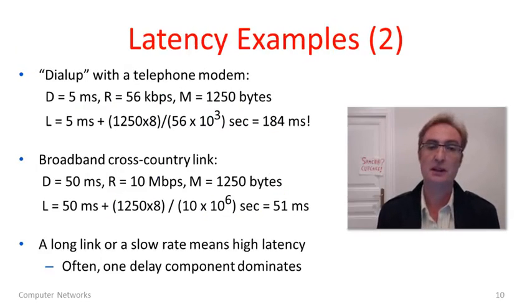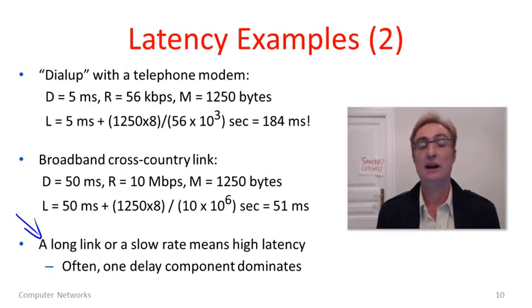So here you can see I've just cleaned this up a little more, and the point that I want you to take away is that either a long link or a very slow link, both of these can contribute to the latency of sending messages across the link. Also, often in practice, one of the delay components is going to dominate. So if we have reasonable rates, we'll generally tend to worry more about the propagation delay. For instance, if we're sending messages across the country at a reasonable rate, you won't even need to compute the transmission delay because it'll be too small to add significantly to the message latency.